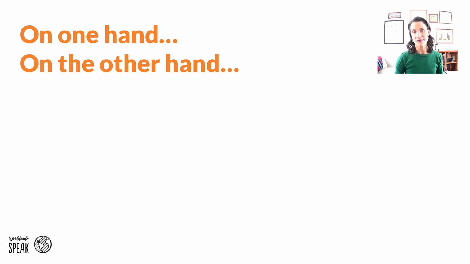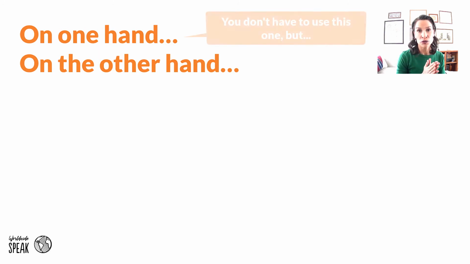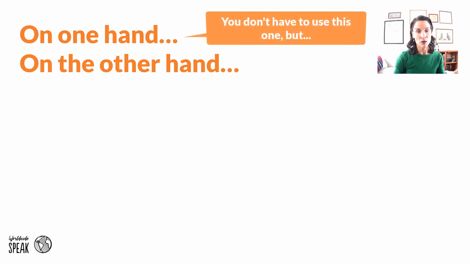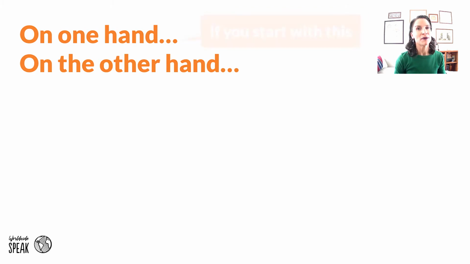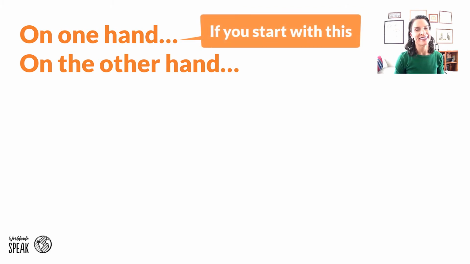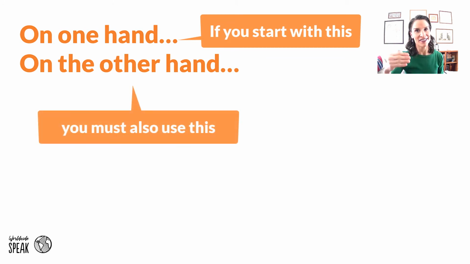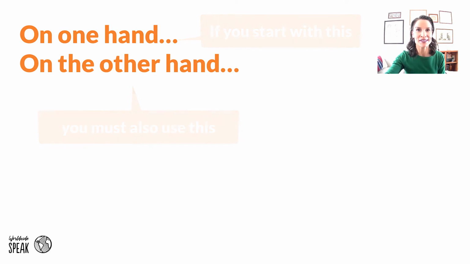On one hand, on the other hand. You don't have to use on one hand in order to use on the other hand. But if you start with on one hand, then you need to finish with on the other hand. And you have to stop at 2 because we only have 2 hands. So let me give you an example of how these two work together.